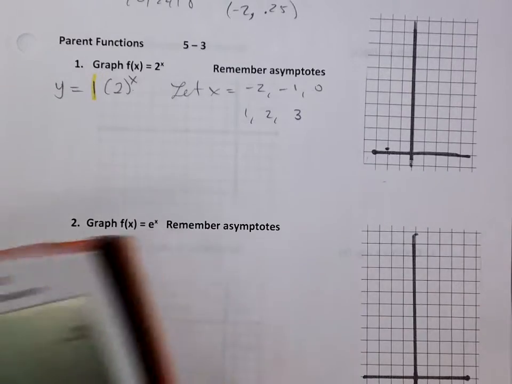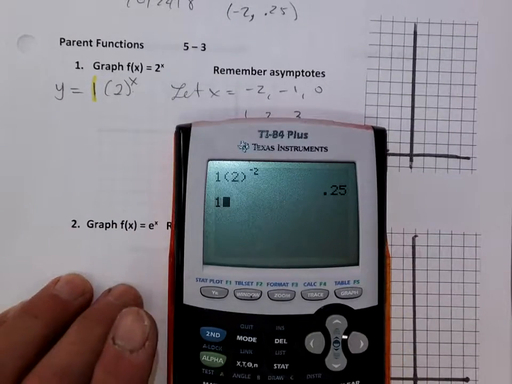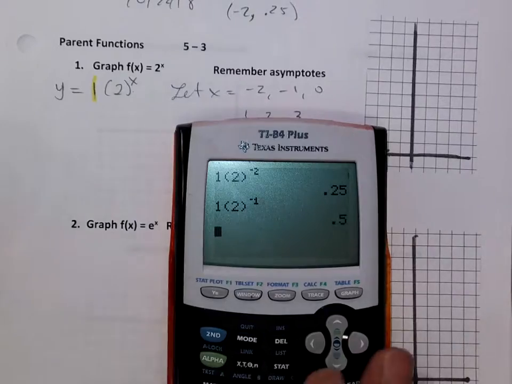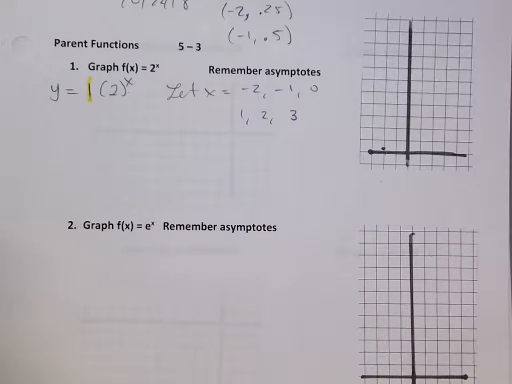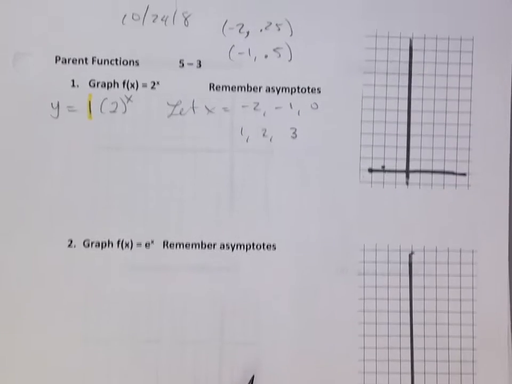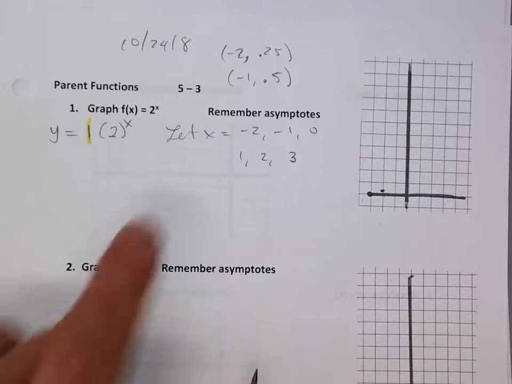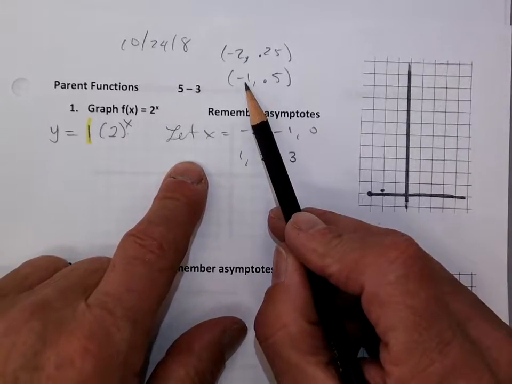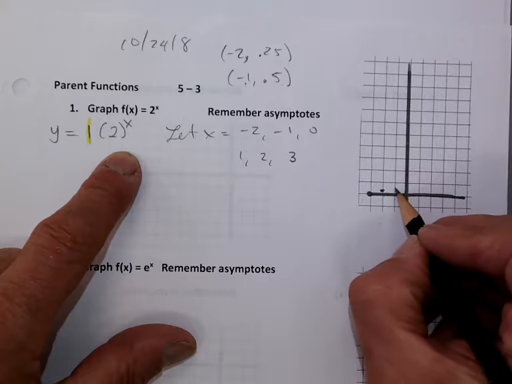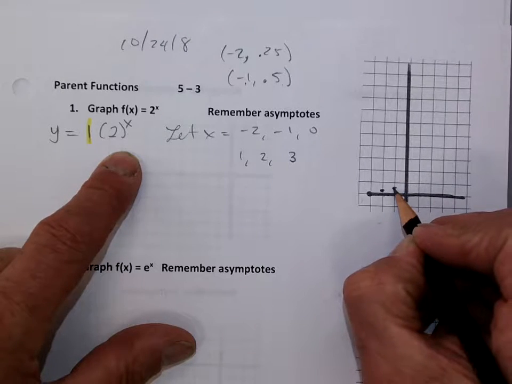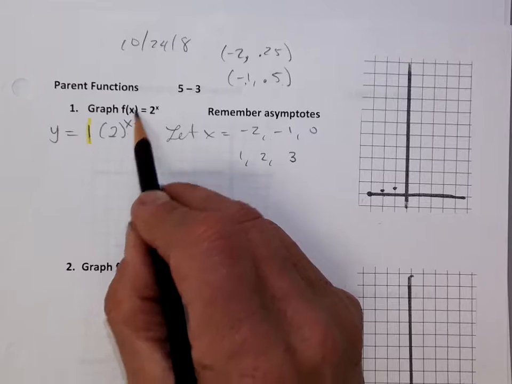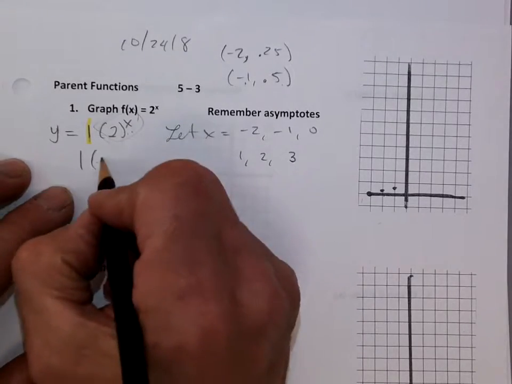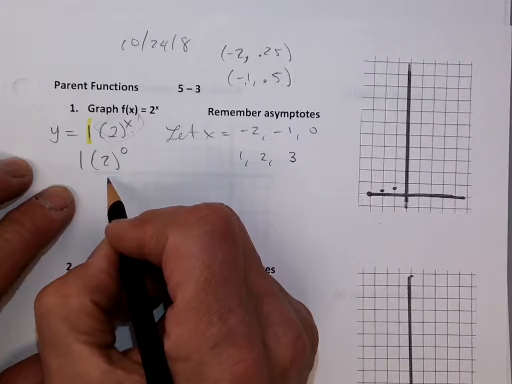And then if I do -1, 1 times 2 to the -1 power, I get 0.5, so I've got a point at -1, 0.5. So when I plugged in -1, I got 1/2, so I'll go -1 and 1/2 is about there. When I put in 0, now this is why I put the 1 in. Anything to the 0 power is 1. I'll say it again: anything to the 0 power is 1. So 1 times 2 to the 0 power is 1 times 1, which is 1.